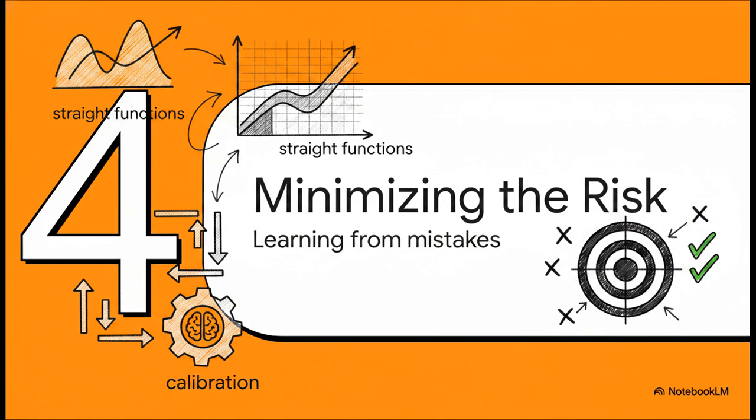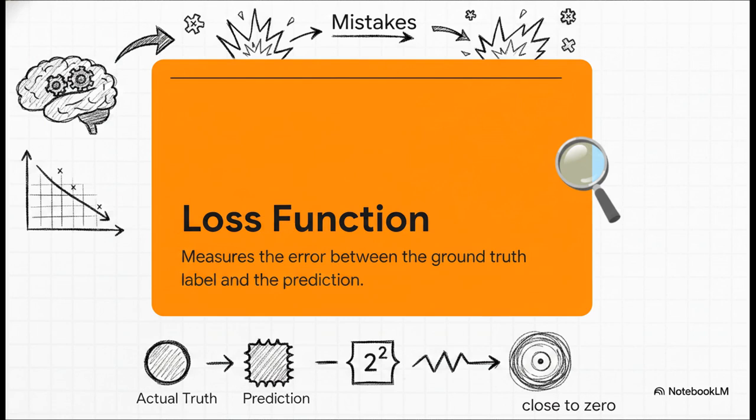Section 4. Minimizing the risk. Learning from mistakes. Learning is really driven by mistakes, and we measure those mistakes using something called a loss function. Simply put, a loss function mathematically punishes the model for making errors during training. It takes the actual ground truth label from our data, compares it to what the model predicted, and spits out a number representing the size of the error.